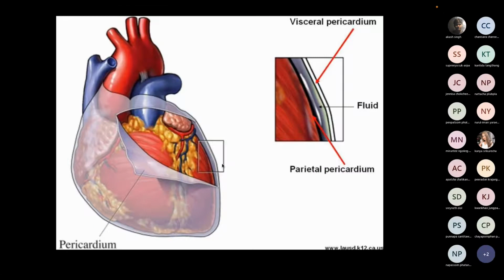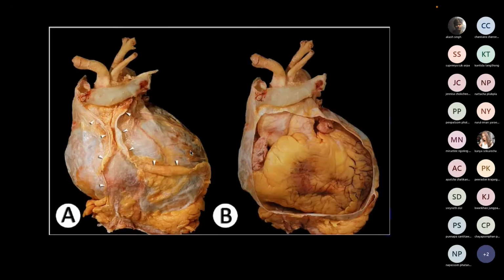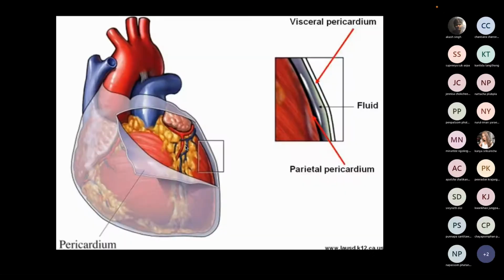And that's what it looks like. So the heart will sit inside the pericardium, and below this is the diaphragm. And in between these layers, there's usually a small amount of fluid in between.